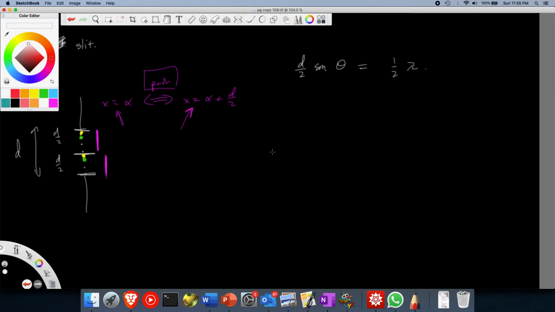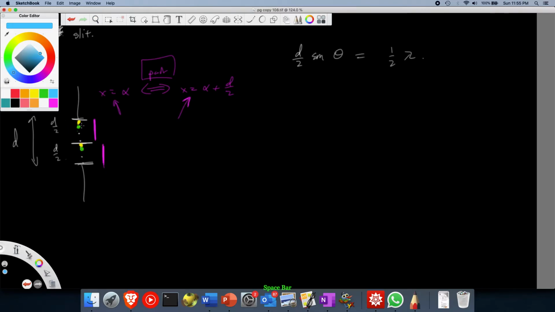So let me just review what we have so far. We have divided the slit into two, and we'll divide it into more pieces later. We've paired each source, the yellow source with the yellow source, the green source with the green source, and so on, such that alpha is paired with alpha plus d over 2.